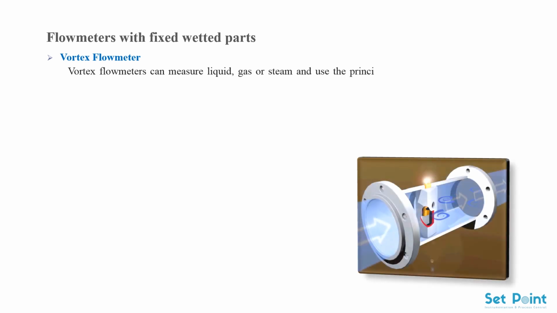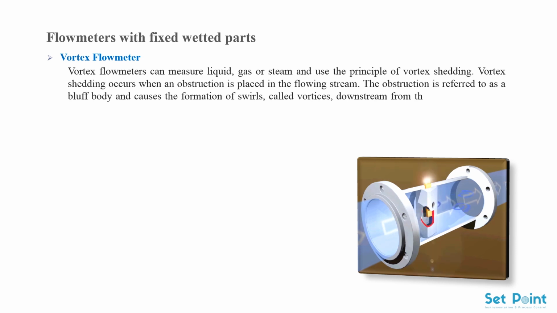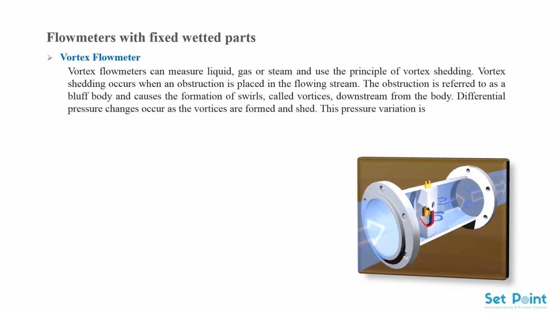Flow meters with fixed wetted parts. Vortex flowmeter. Vortex flow meters can measure liquid, gas or steam and use the principle of vortex shedding. Vortex shedding occurs when an obstruction is placed in the flowing stream. The obstruction is referred to as a bluff body and causes the formation of swirls, called vortices, downstream from the body. Differential pressure changes occur as the vortices are formed and shed. This pressure variation is used to actuate the sealed sensor at a frequency proportional to the vortex shedding.